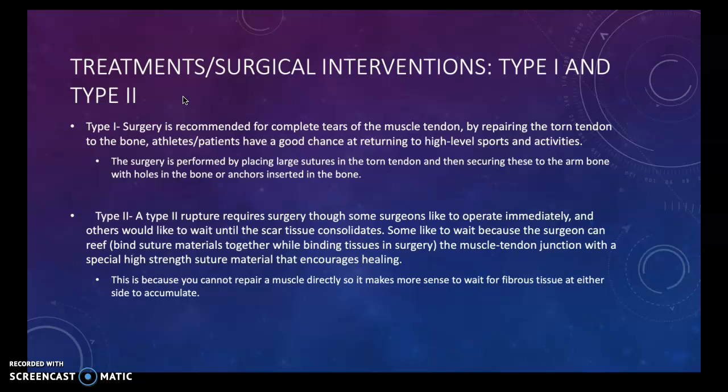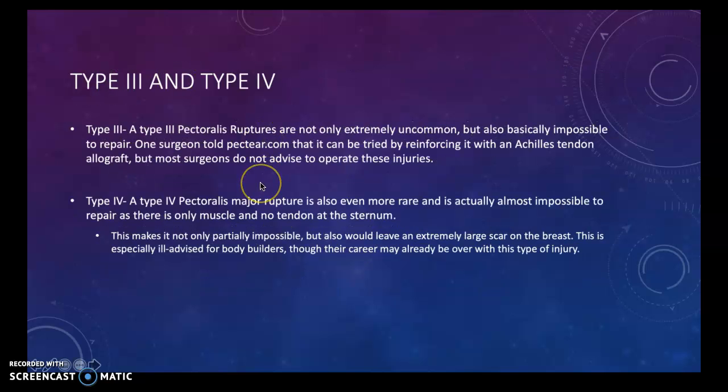And this is because you cannot repair muscle directly, so it makes more sense to wait for fibrous tissue at either side to accumulate. So for type 3 and type 4 muscle ruptures, type 3 tears are not only extremely uncommon, but almost basically impossible to repair. You can kind of try it by reinforcing it with an Achilles tendon allograft, which is kind of cool, but most surgeons don't advise operating on these injuries.